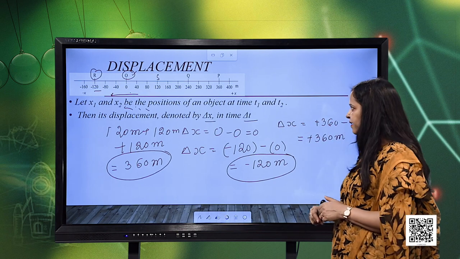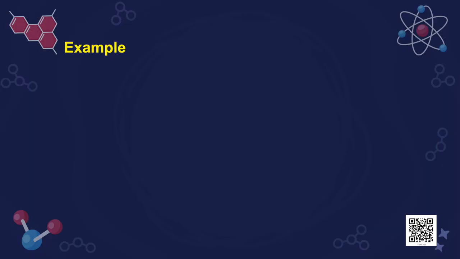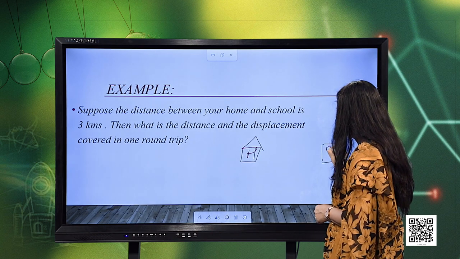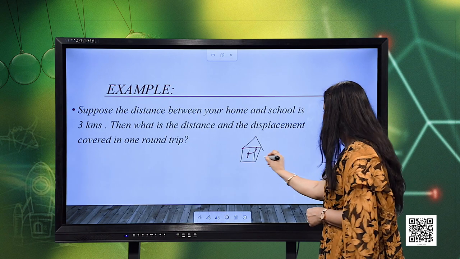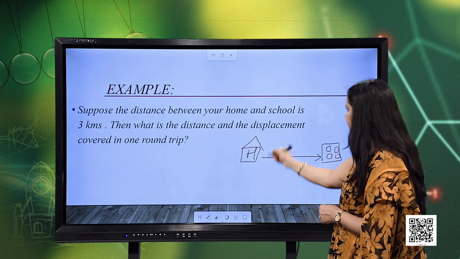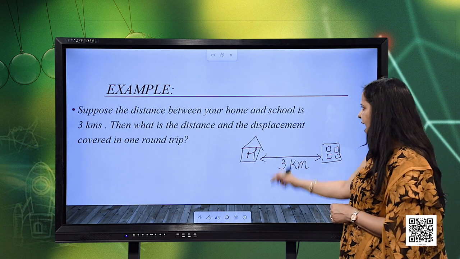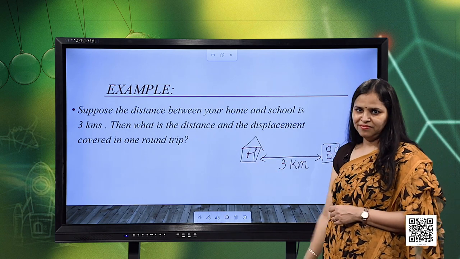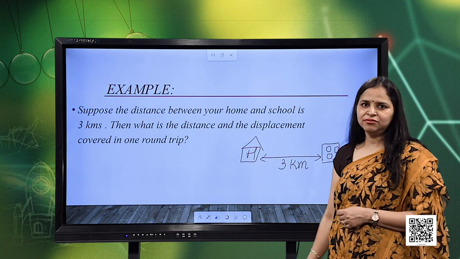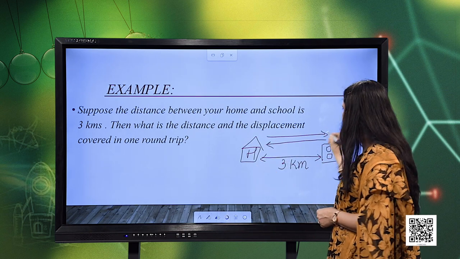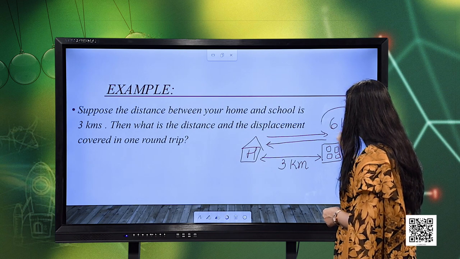Now let's take one example here. Suppose the distance between your home and the school is 3 kilometers. And again, for our convenience, since we are considering straight line motion, this is your home and this is, let's say, your school, and the distance between them is 3 kilometers, right? Then what are the distance and the displacement covered in one round trip? I hope that you will be able to find out the distance traveled in one round trip. 3 kilometers plus 3 kilometers gives you 6 kilometers as the distance traveled.